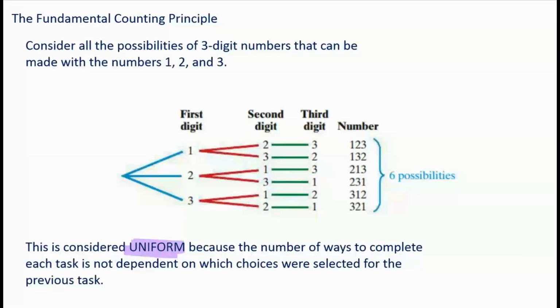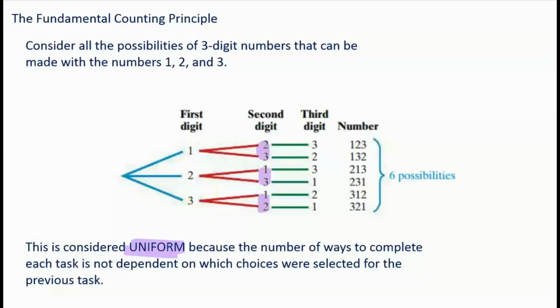When I move on to the second task, notice there's 2 ways to do the task, no matter which was picked first. So this is saying, and that's called uniform because it's 2 ways every time. Like, for instance, if you picked a 1, that doesn't change the fact that there's 2 numbers over here to choose from. Say, what if you pick the 1 and then there's 3 options, but if you selected 2 first, there's only 2 ways to do the second task. That would mean it's not uniform.